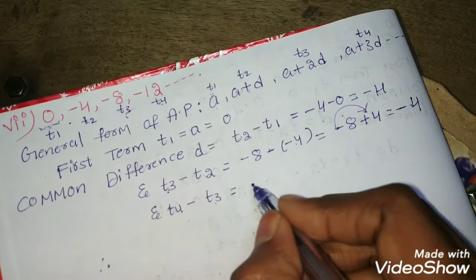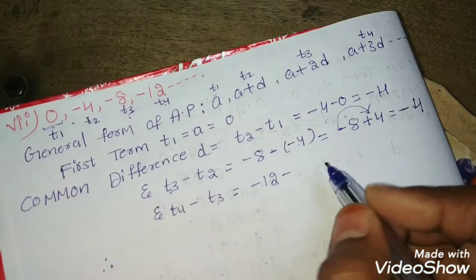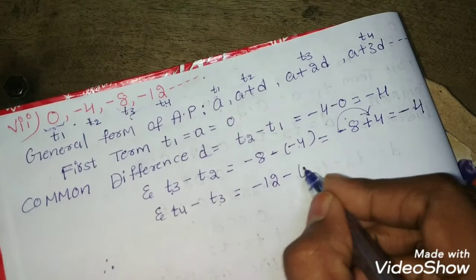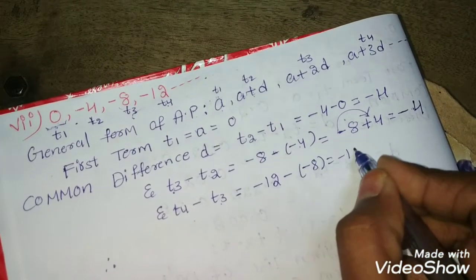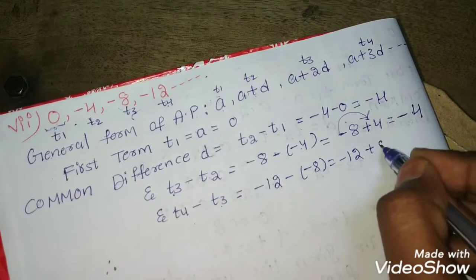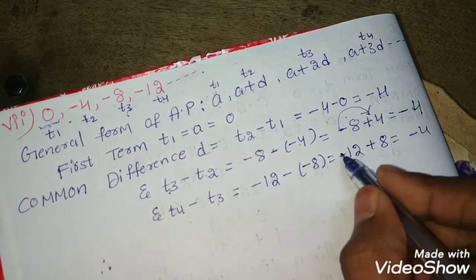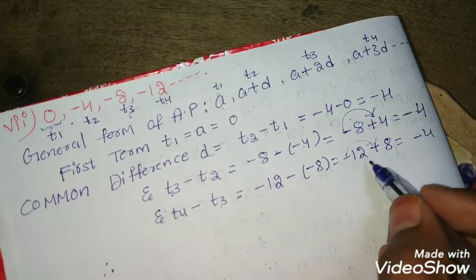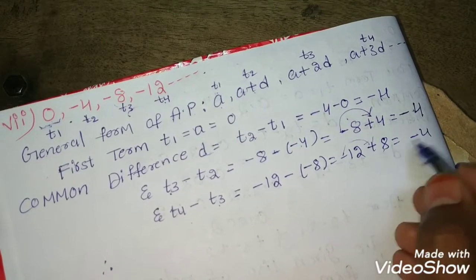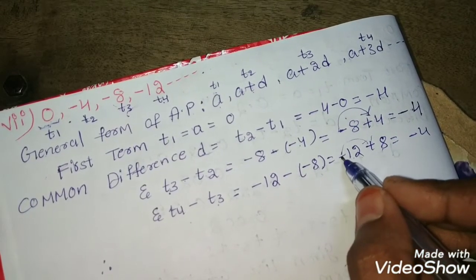Let's check. What is t4 here? Minus 12 minus t3, which is minus 8. So minus 12 minus into minus plus 8. We get minus 4 again. You can check like this. Minus into plus is minus. 12 minus 8 is 4. And in front of 12 we have a negative sign.